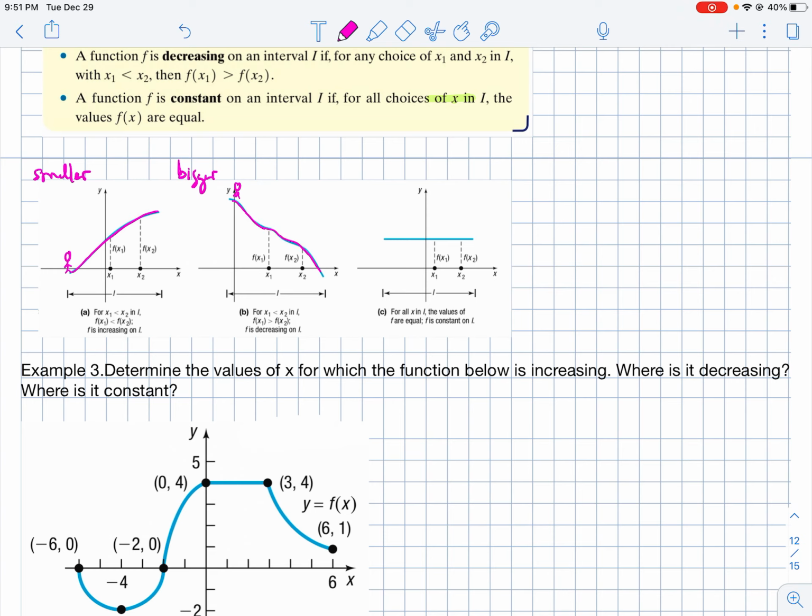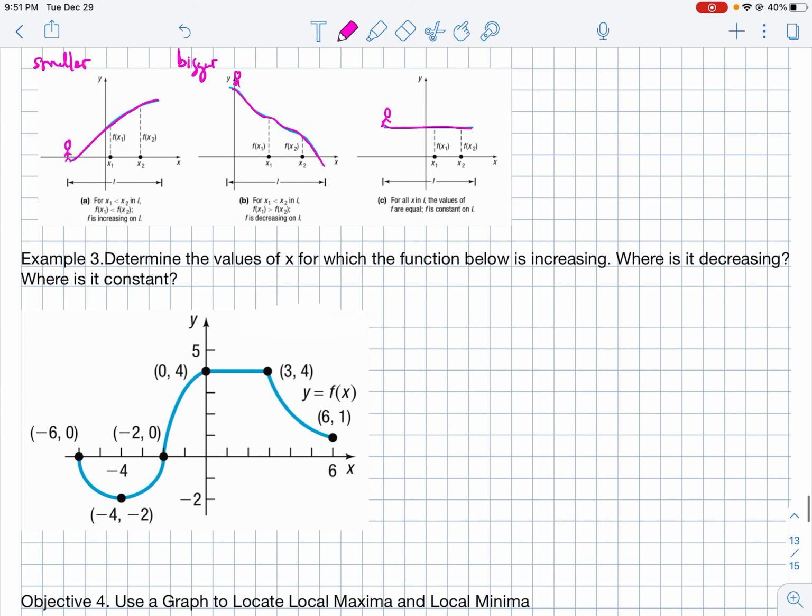Now the second graph, you start from the left side and walk along the curve, and you can see that you're going down, so the function f is decreasing. And the last one, you start from the left and walk on the curve, you see that you do not go up, you do not go down, you walk on a constant function.